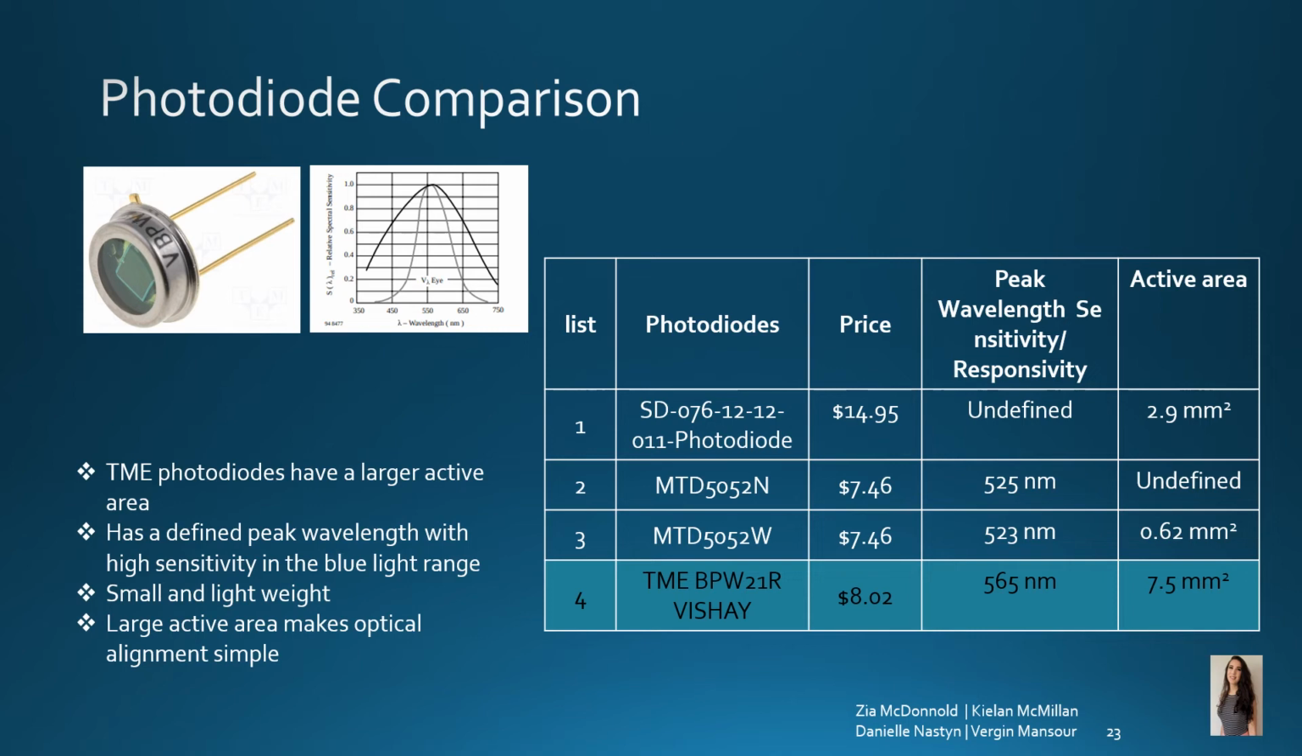The active area of 7.5 millimeters squared is also larger than the minimum specification of 4 millimeters squared, which will make alignment simple. Comparing this to photodiode 1, which doesn't meet any of the specifications and has an unknown peak wavelength responsivity, it was obvious to pass this photodiode up. As for photodiodes 2 and 3, they meet the cost and peak wavelength specifications, but don't meet the active area specifications. Due to this comparison, the TME photodiodes were chosen.